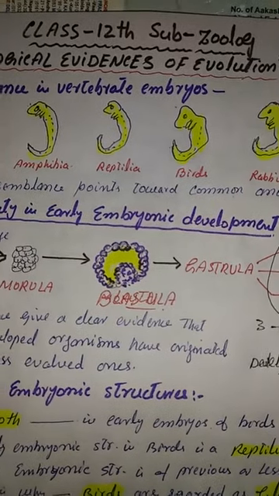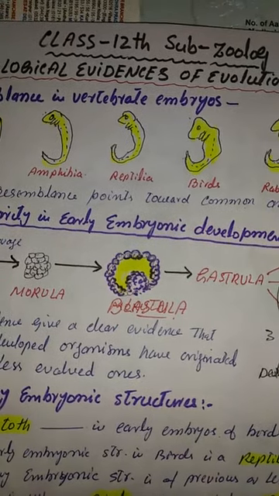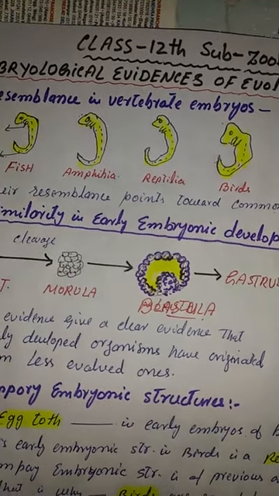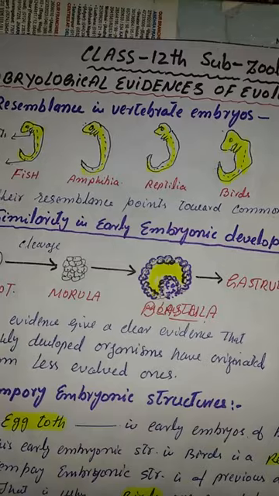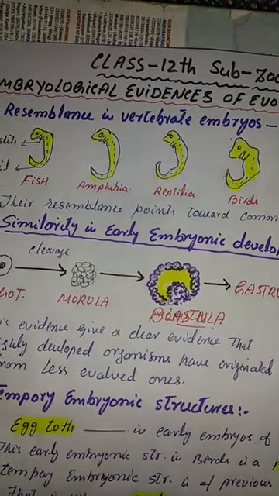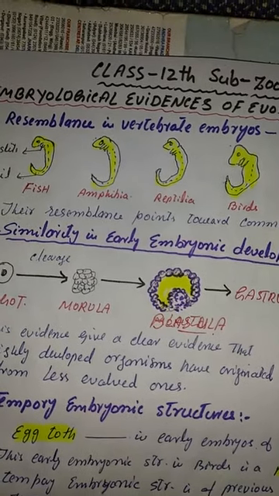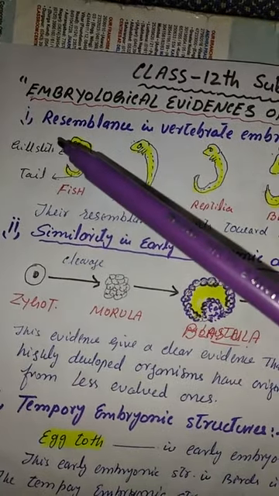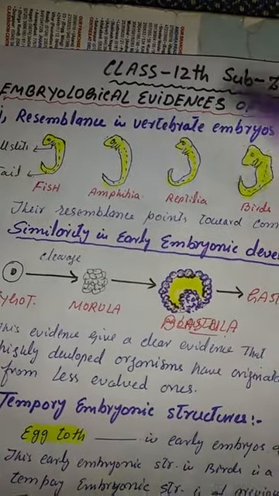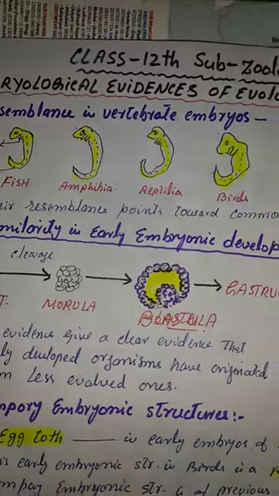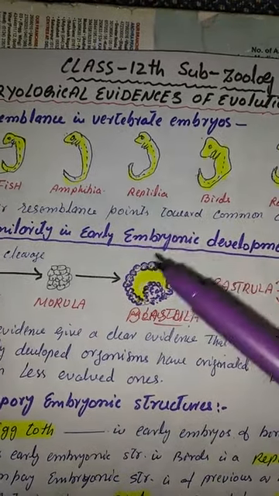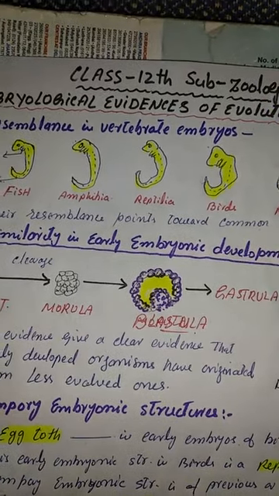Now, when we compare the early embryos of vertebrates, that is fishes, amphibians, reptilia, birds, and mammals, we find similar structures like gill slits, tail, eye, and ear buds. These embryos look very much similar because all of them have the same basic structures.